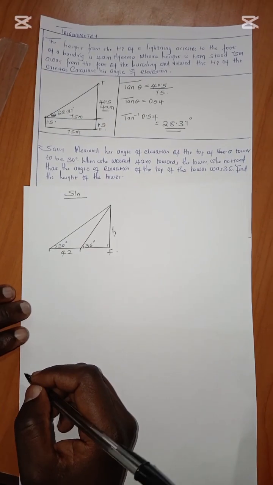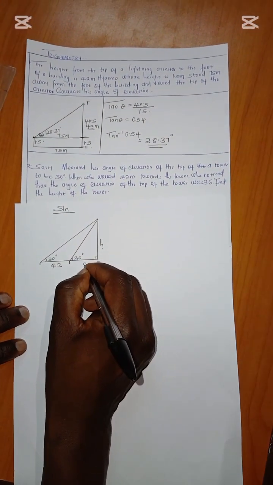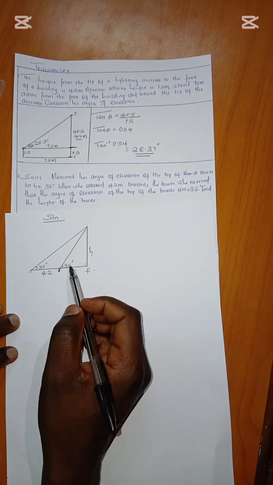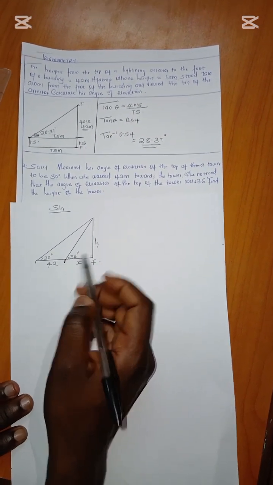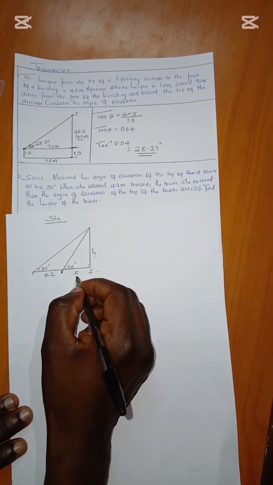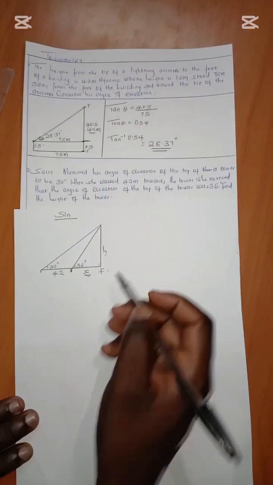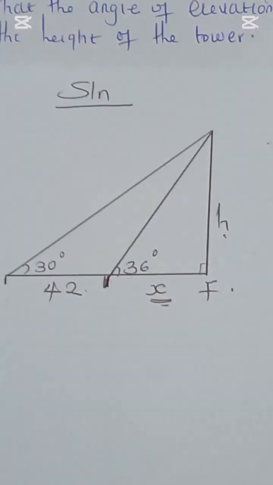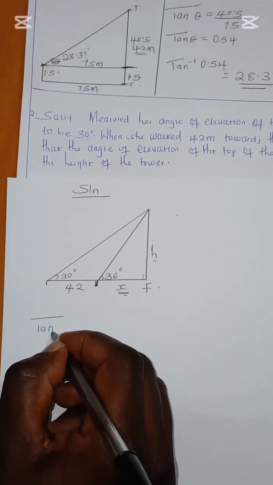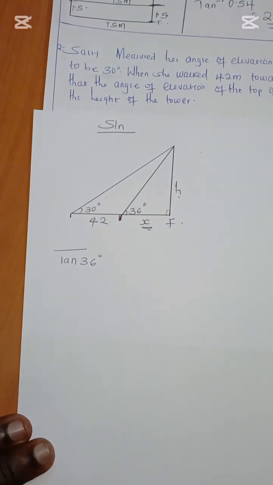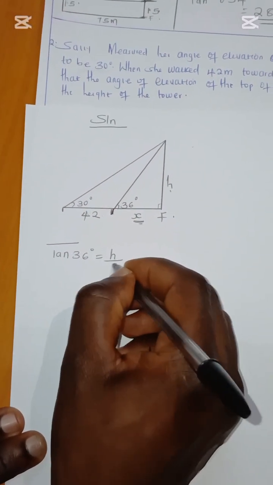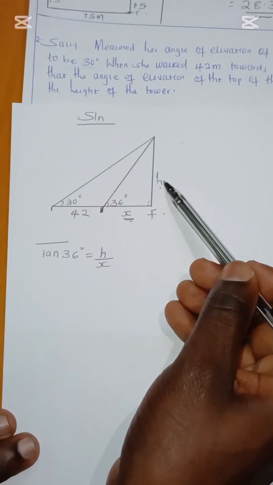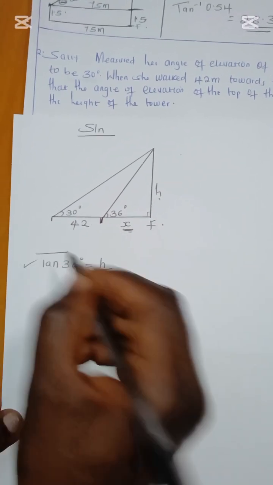Number one, there are things that are missing. Look at this. From this point, where she looked, she elevated and realized that the angle towards the foot is 36 degrees. It was an x distance that we don't know. So if we want the height, we can use the ratio tan. Tan 36 degrees is given by opposite over adjacent. That is the first one.